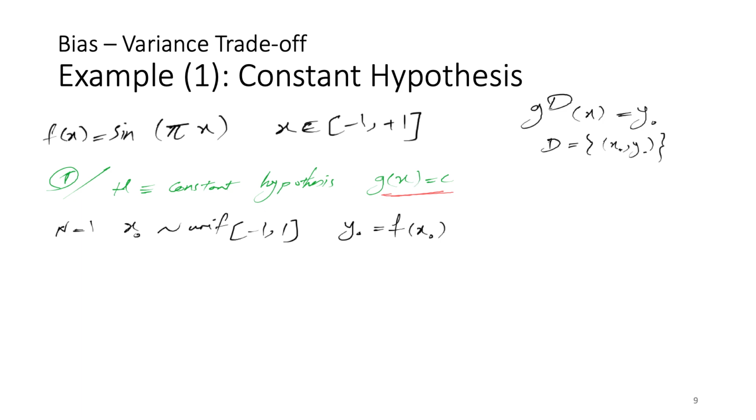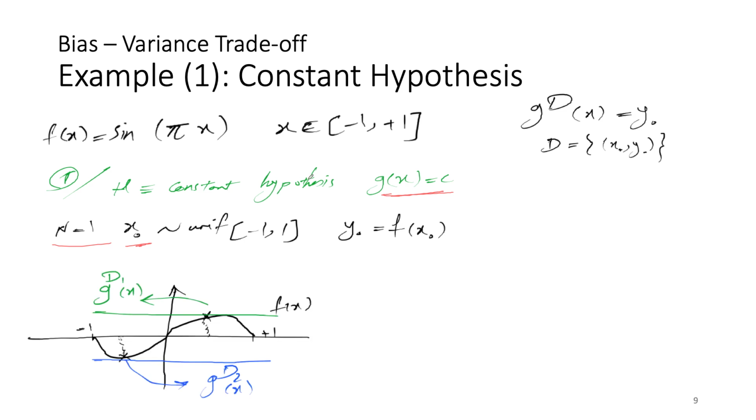So the x's, there is only one from each hypothesis, x0, and they're coming from a uniform distribution of -1 to 1. Thus, y0 is equal to f of x0, right? So if you draw this, this is your f of x, which was unknown, which was sine of pi x, in the range of +1 and -1.